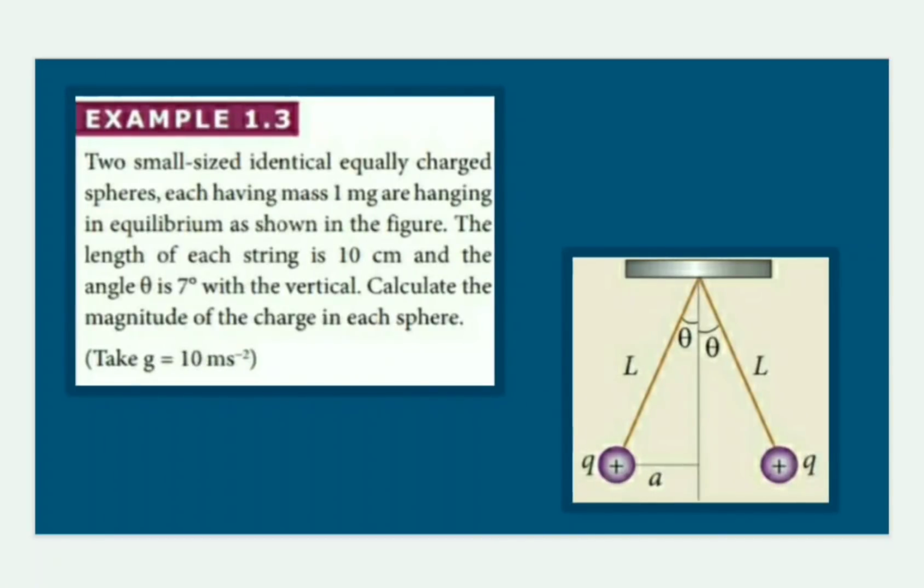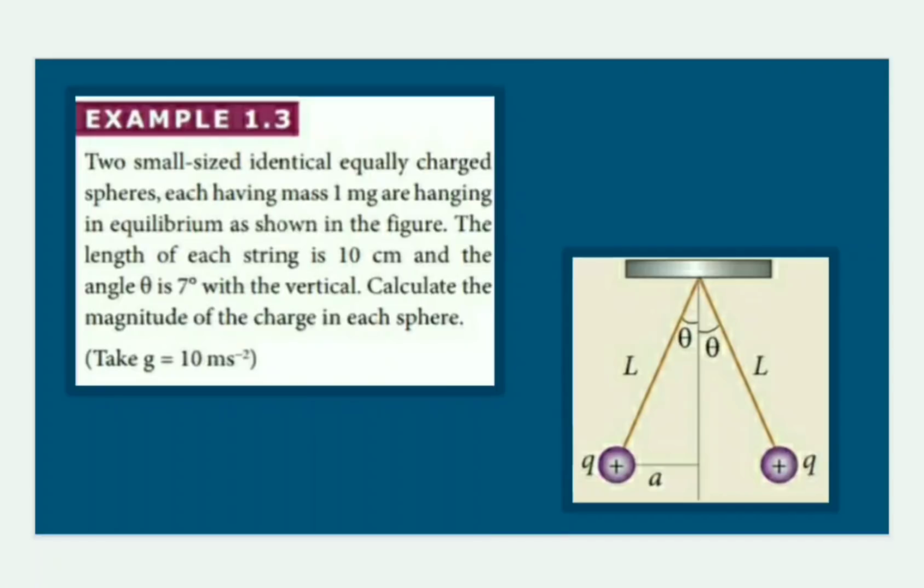Two small sized identical equally charged spheres, each having mass 1 milligram, are hanging in equilibrium as shown in the figure. In the figure you can see two charged spheres separating, moving away from each other as both of them have positive charges. And what is the distance between these two charges, children? Yes, it is 2a. The length of each string is 10 centimeters. So this L value is equal to 10 centimeters. And the angle is 7 degree.